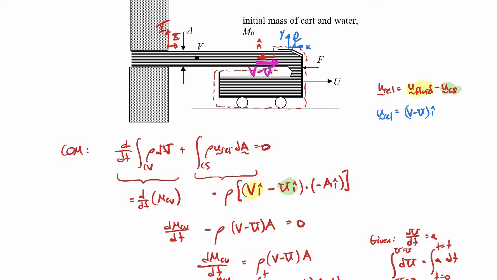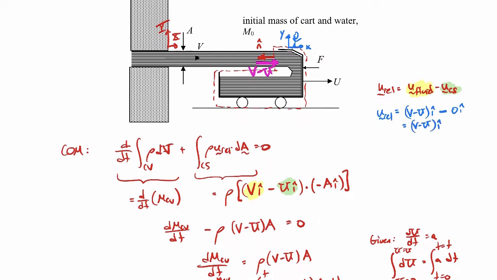And then we'll have minus the control surface velocity. But the velocity of the control surface using this coordinate system is 0, because we're standing on the control surface, so it doesn't look like it has any velocity. So that's just 0. And so we'll end up with the exact same result that we had previously. So the relative velocity ultimately is just v minus u in the i hat direction.